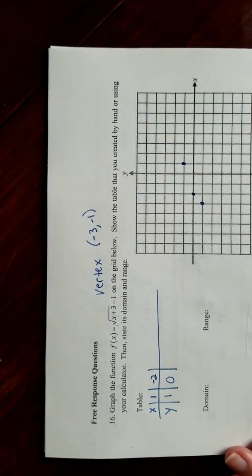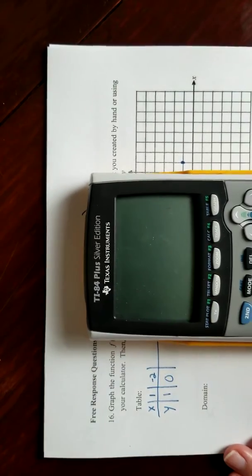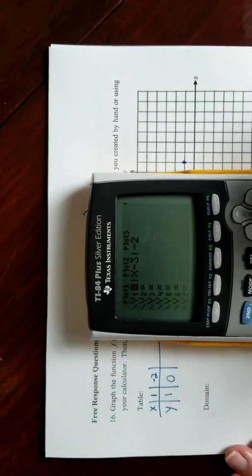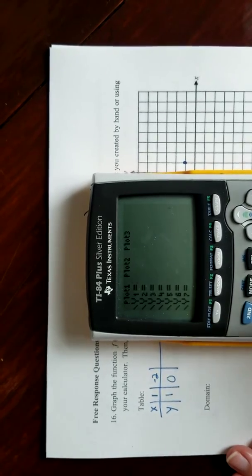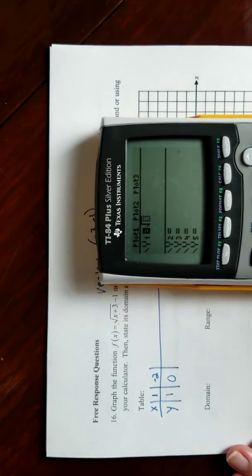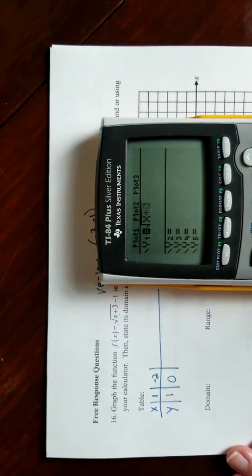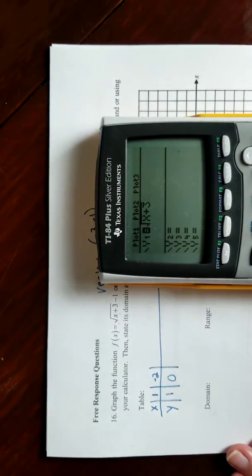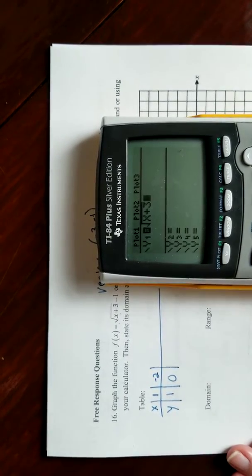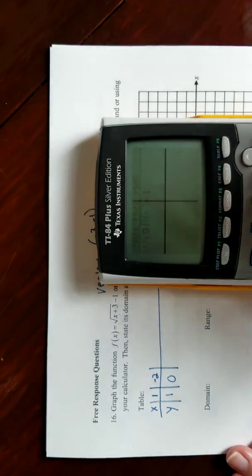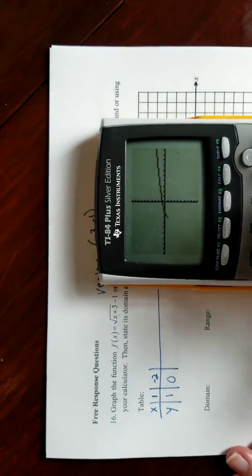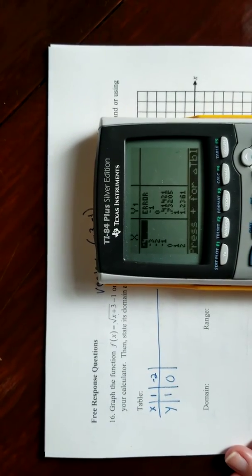We can use our calculator. Plug in this function. Go to y equals the square root of x plus 3. And then we want to get outside of the radical and use minus 1. Graph it. That's what it's going to look like. Go to your table and see some values.